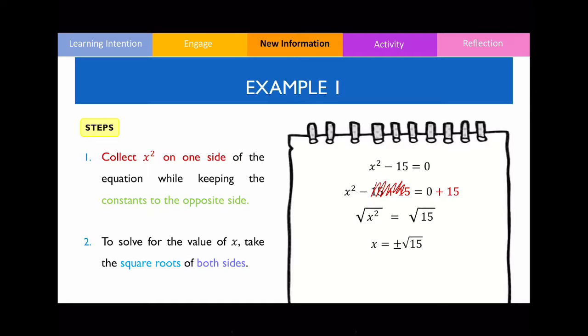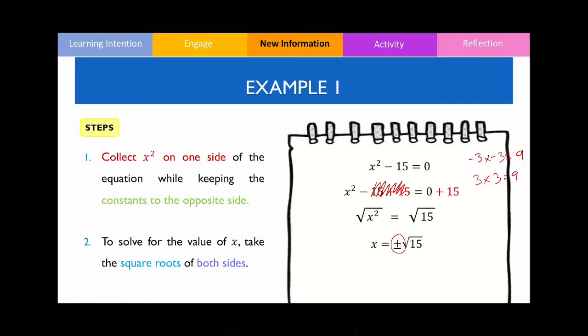Now, why does it give you positive and negative? Well, in this case over here, you'd know that if you went, for instance, negative 3 times negative 3, that will give you positive 9, but also 3 multiplied by 3 gives you 9. So essentially we're using this exact same concept to give us the answer. So if you square root any number, it's always going to give you both a positive answer as well as a negative answer. That's what this symbol over here means.